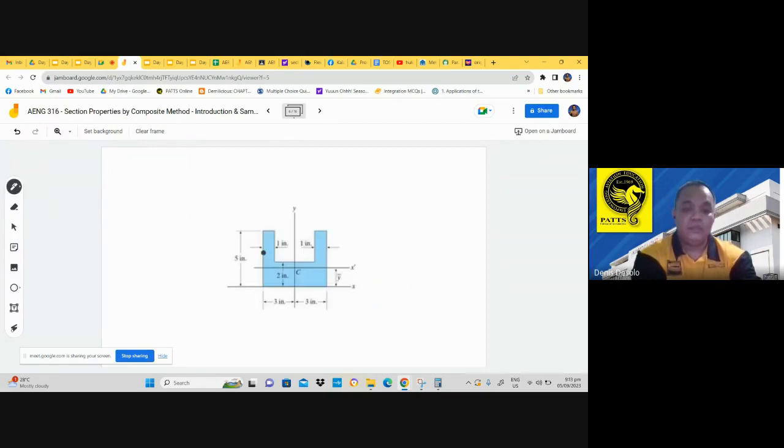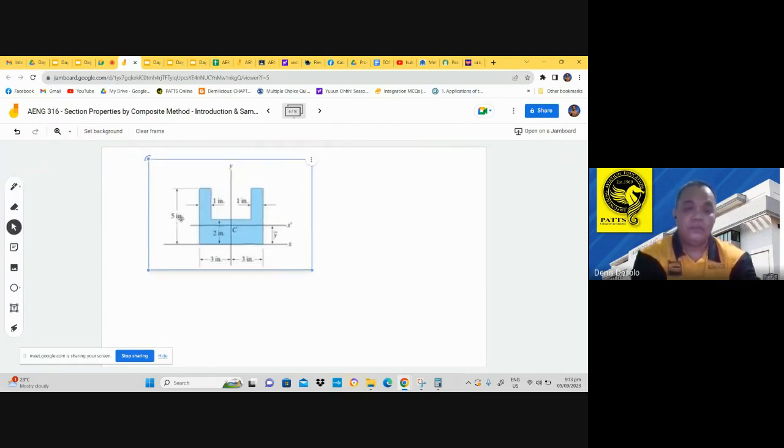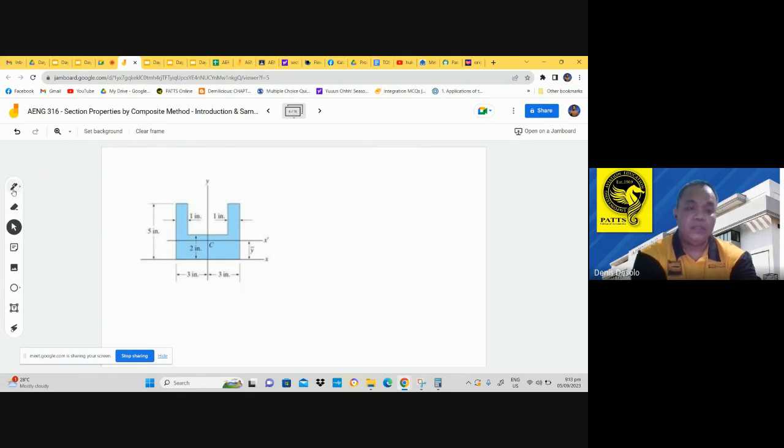So I'll be using this figure, and I will write here: alternative solution. For our alternative solution, like I said, the reason why I'm showing this is whatever you will learn from this solution, it will be applicable on how you solve hollow areas.